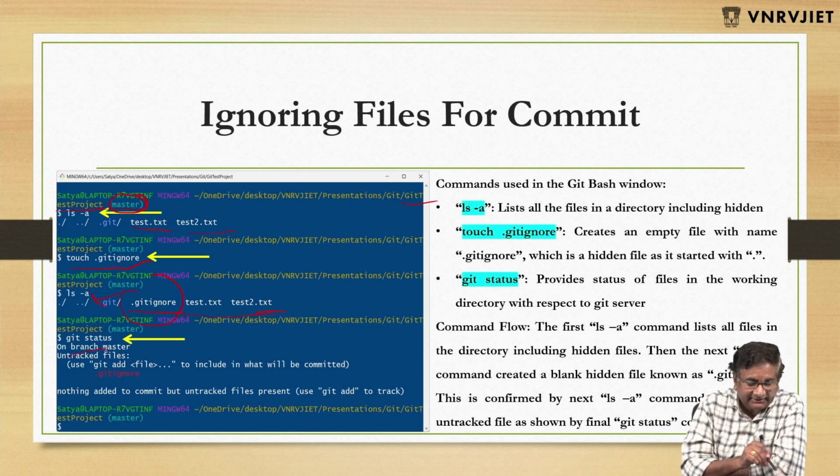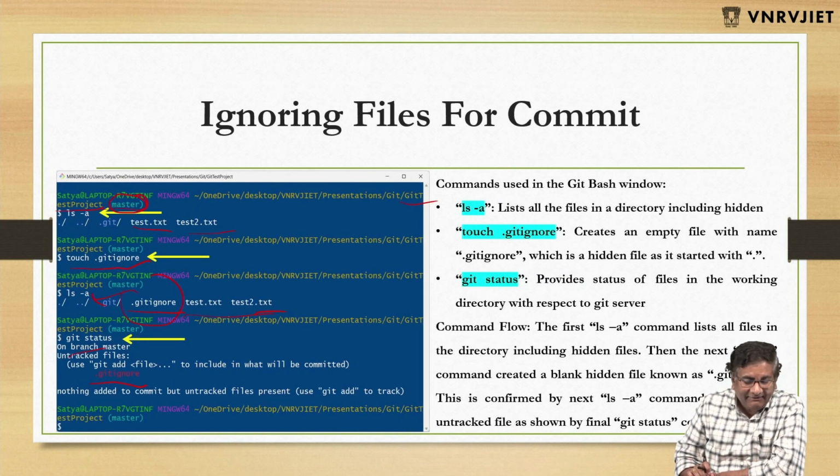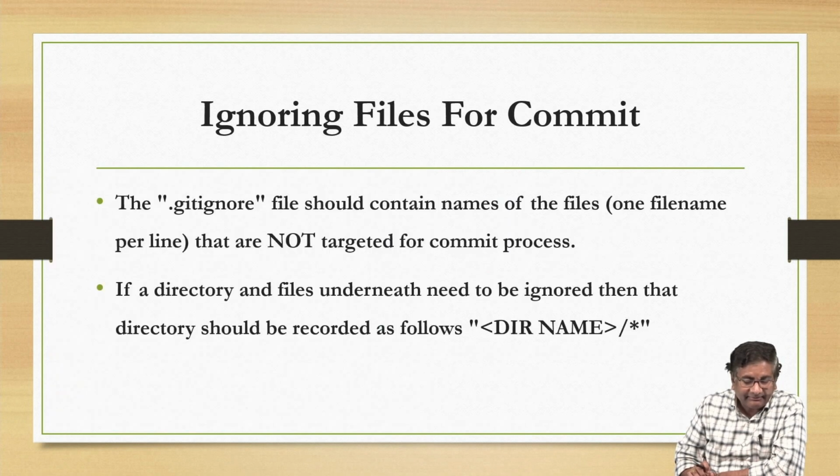Now I said git status, right? When I say git status, it says .gitignore is not added. Now we need to commit that. That's what I'm doing here. git add -a stores .gitignore in the staging area. Then I'm committing .gitignore, which stores it on branch master. Nothing to commit, work tree clean. So now if you observe carefully, I haven't typed anything in the .gitignore yet, right?